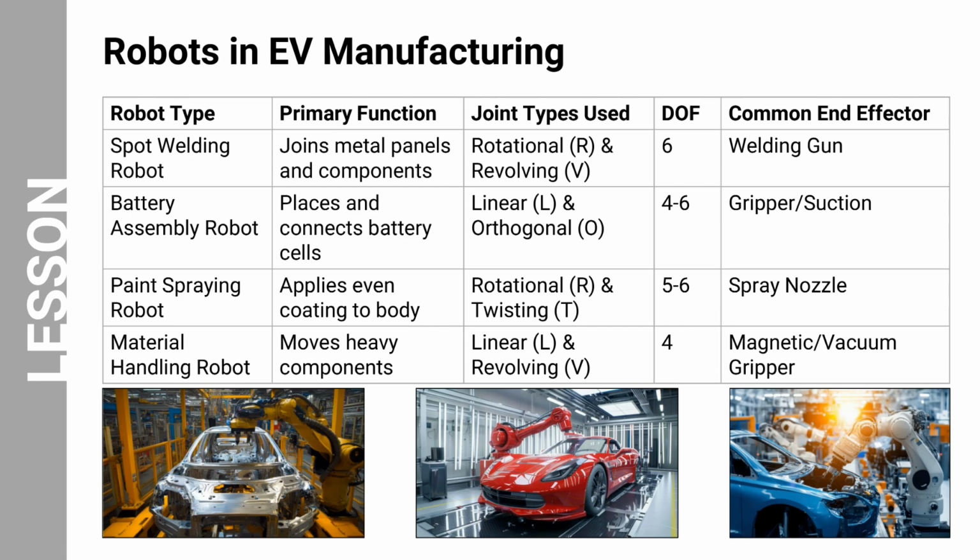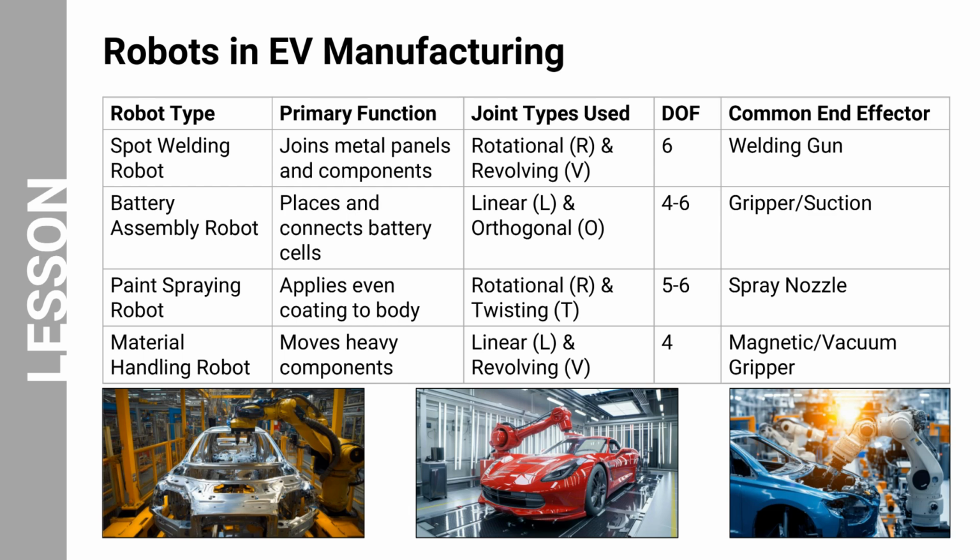Industrial robots in EV manufacturing are specialized machines designed for specific assembly and production tasks. Let us look at some of the commonly used robots in EV manufacturing. The spot welding robot, equipped with a welding gun end effector, employs rotational and revolving joints with 6 degrees of freedom to precisely join metal panels and components.